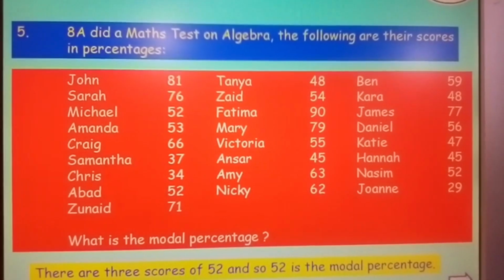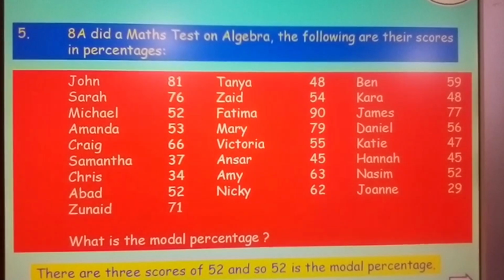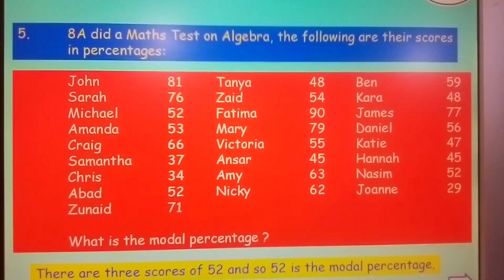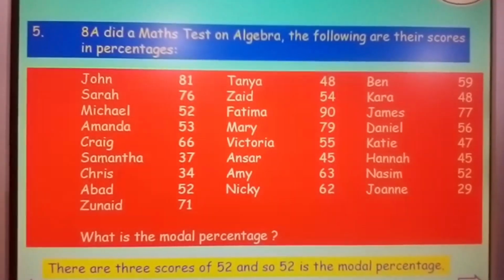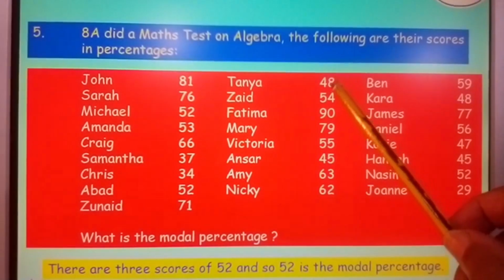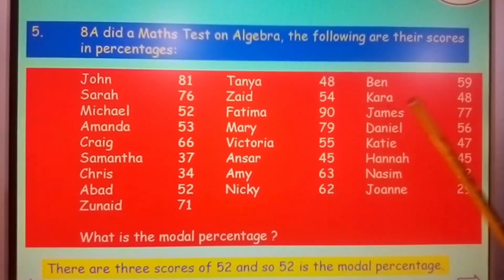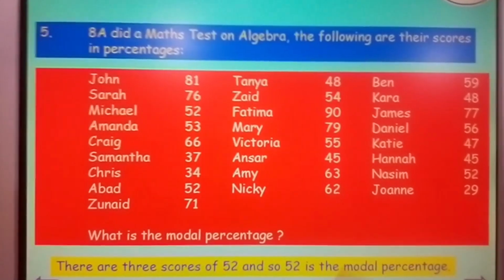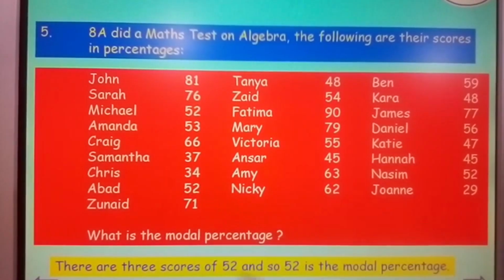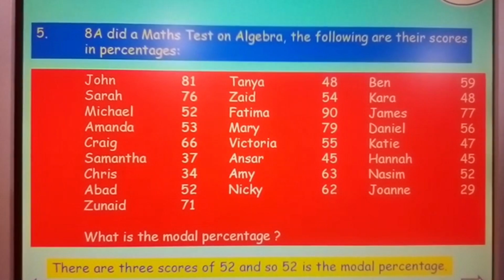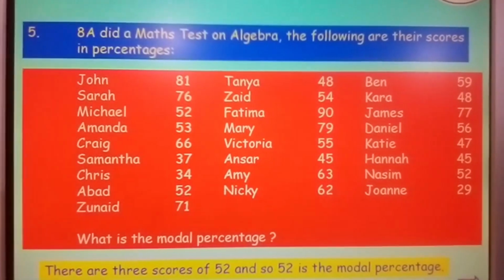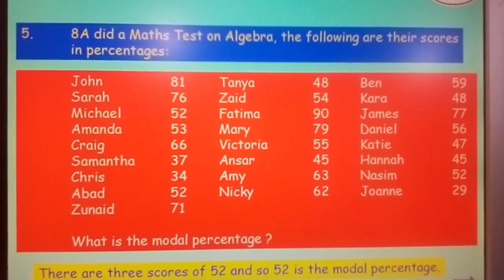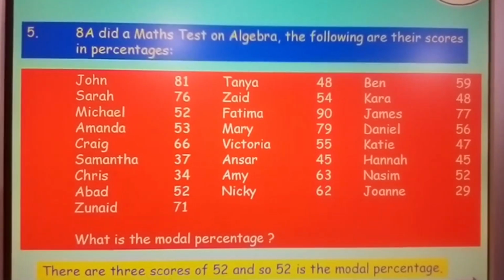There are 3 scores of 52, and so 52 is the modal percentage, and you can see that 52 had appeared here, 52 had appeared here, and 52 had appeared here. Okay, so that is your modal score, but write it out, make the work your own. Okay.